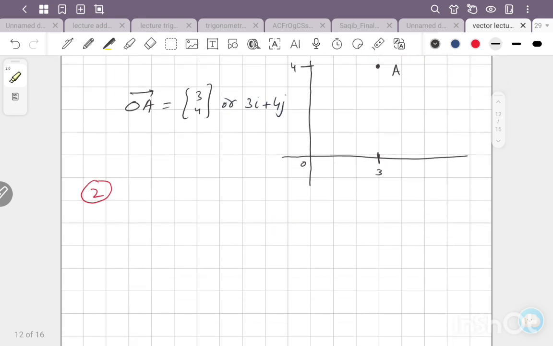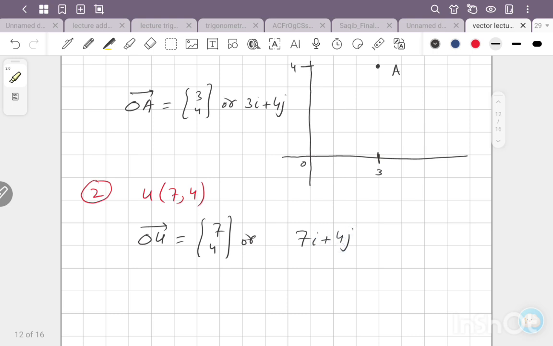Similarly, we have the next one, U, (7, 4). Write its position vector. How we write its position vector is, we just write OU. Here is (7, 4), or we can write it 7i plus 4j. Hopefully, dear friend, you can understand this one.